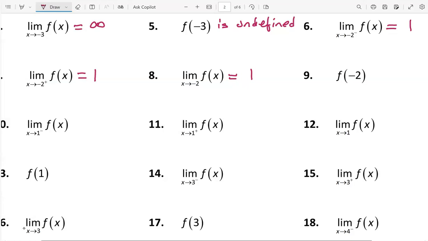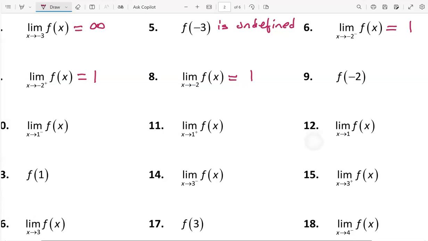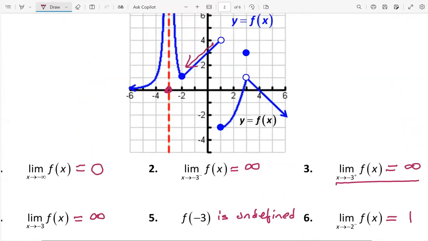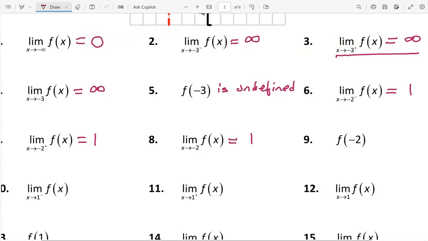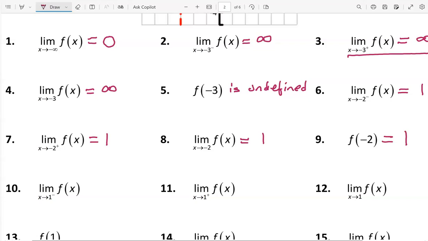For 9, we are looking at the value of f of negative 2. This is the value at x equals negative 2. So on our graph, we'll notice that there is a point when x equals negative 2 on the graph of the function, and that y value is equal to 1. And so you'll notice in number 6 through 9, all these values are equal to 1. That is a property of a continuous function.